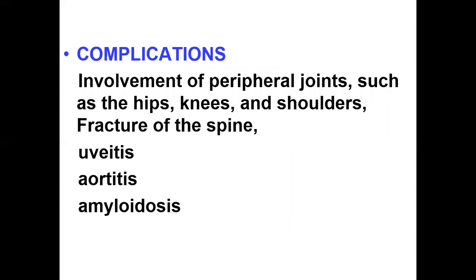So complications: involvement of peripheral joints such as the hips, knees and shoulders, fracture of the spine, uveitis, urethritis and amyloidosis. These are the complications of ankylosing spondyloarthritis.